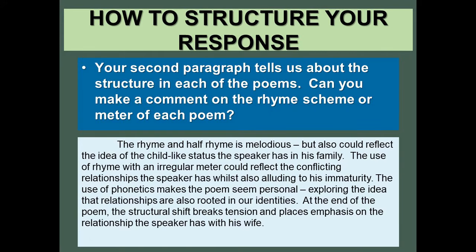The rhyme and half rhyme is melodious, but could also reflect the idea of the childlike status the speaker has in his family. The use of rhyme with an irregular metre could reflect the conflicting relationships the speaker has whilst alluding to his immaturity. The use of phonetics makes the poem seem personal, exploring the idea that relationships are also rooted in our identities. And at the end of the poem, the structural shift breaks tension and places emphasis on the relationship the speaker has with his wife. So there we go.